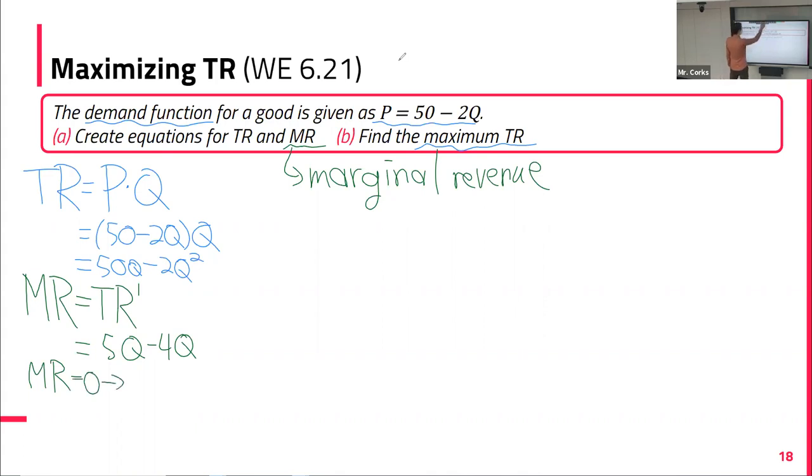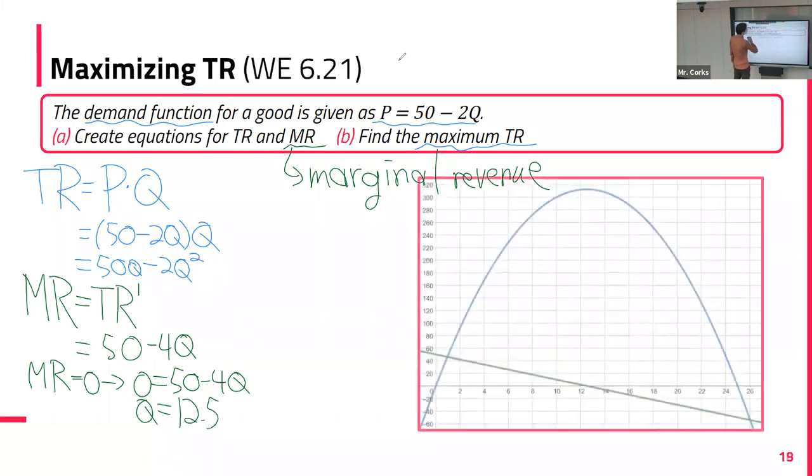Oh, yeah, sorry. That's there. And 0 was 50 minus 4q, so q is equal to 12.5. So this is the same example we did last time. We're going to use these numbers again, which is why I'm showing you this again.